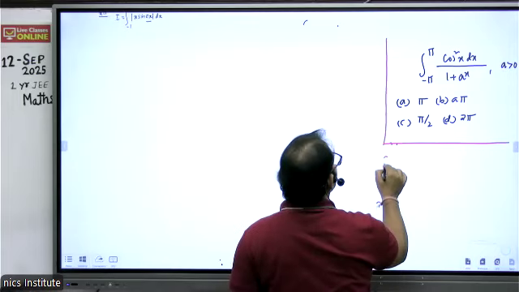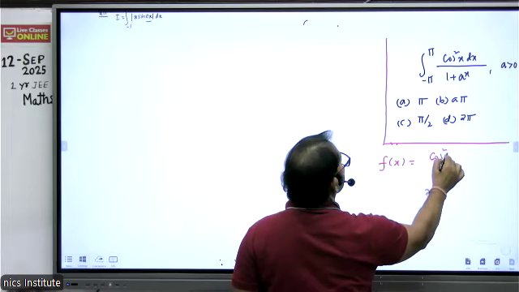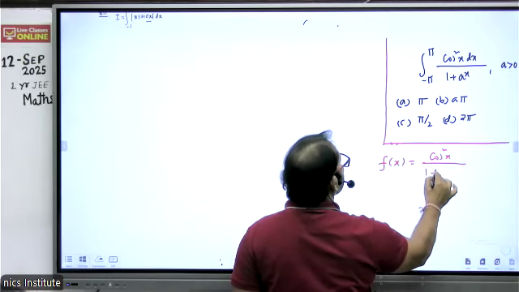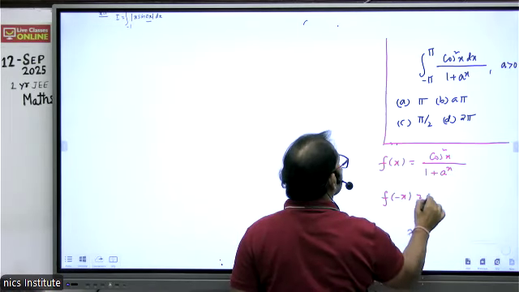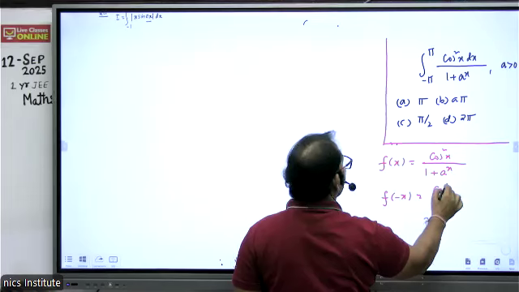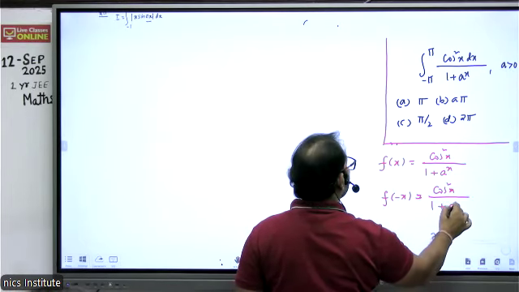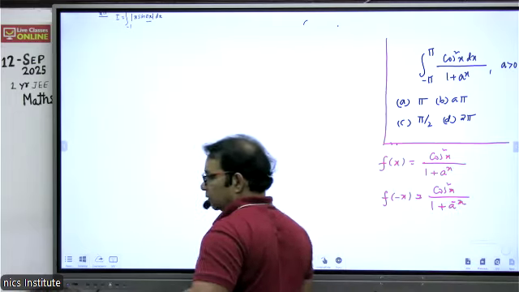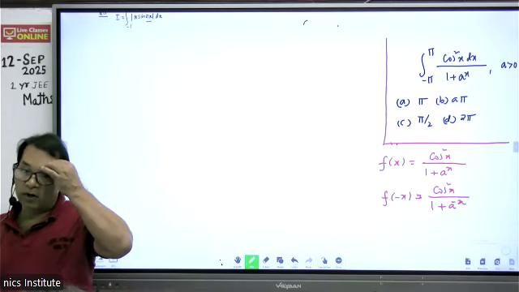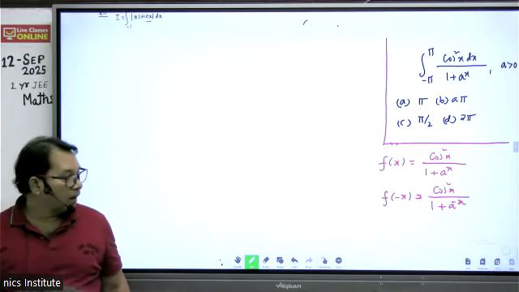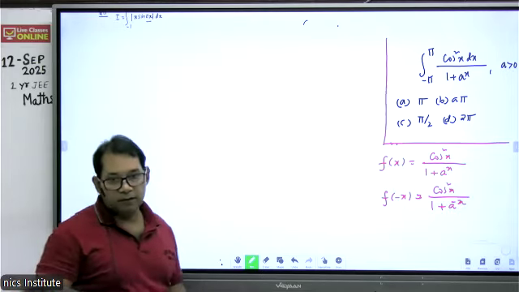You have function f of x is equal to cos square x divided by 1 plus a to the power x. Replace x by minus x. Cos of minus x is cos x only, and this is a to the power minus x. Are they equal? They are not. So the function is not even. Are they negative of each other? No. So function is neither odd nor even.